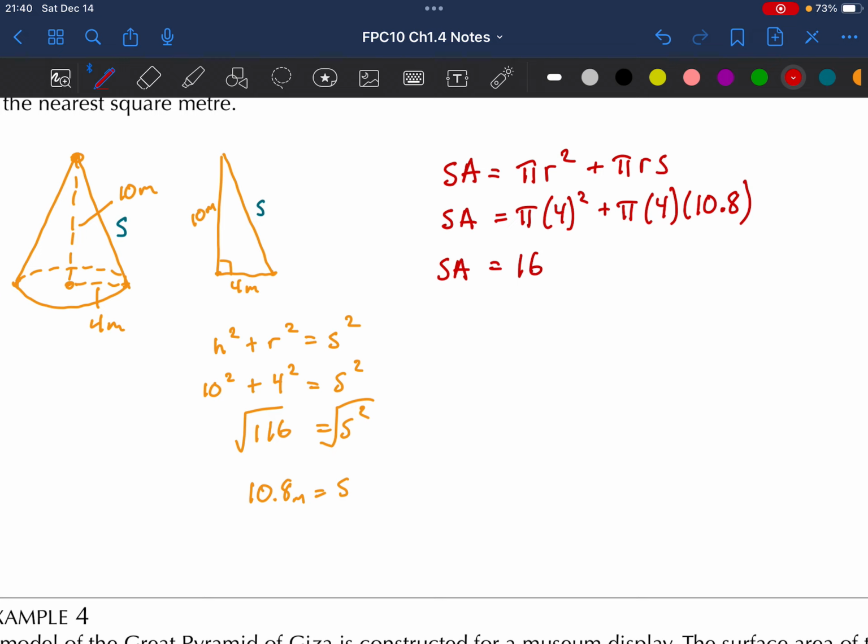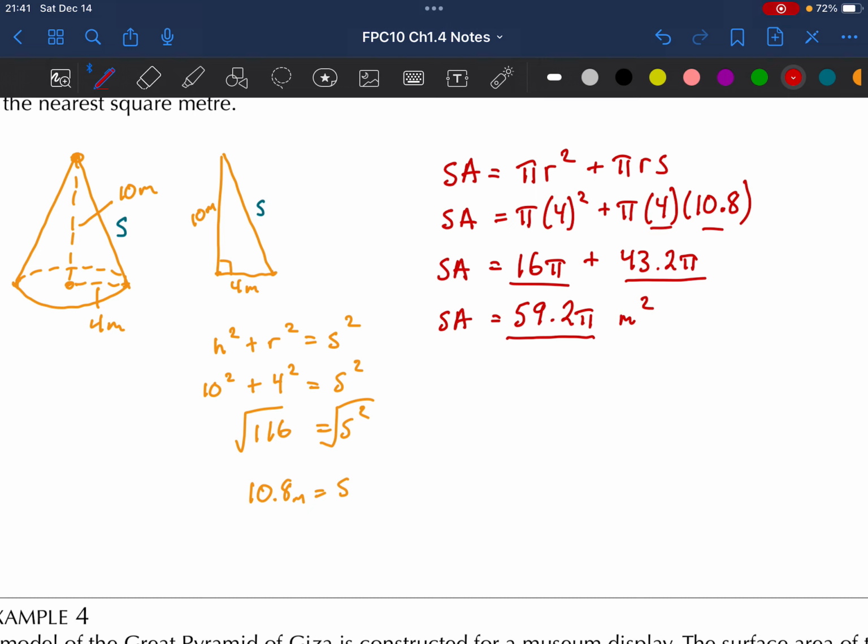4 squared is 16, so I have 16 pi's here. And 4 times 10.8 is equal to 43.2. These two multiplied together is 43.2 pi's. Now 16 pi's plus 43.2 pi's is equal to 59.2 pi's. And this would be meters squared. This could be an answer.